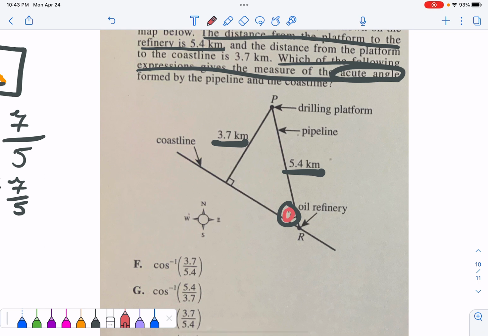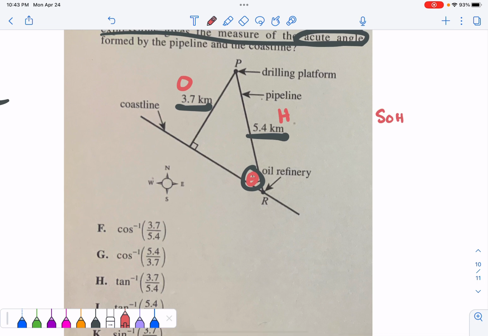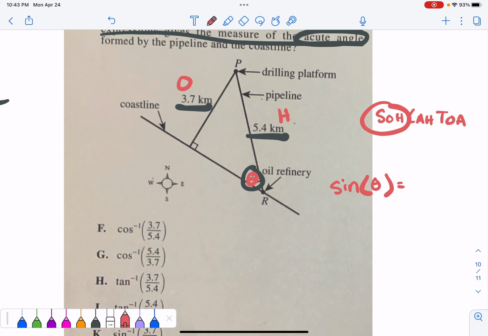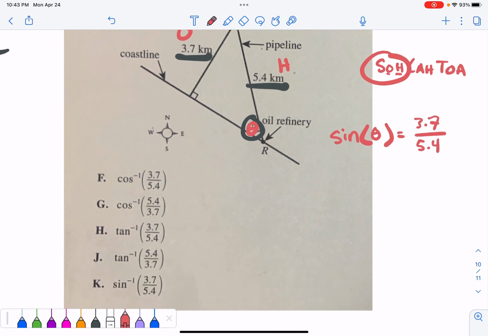If this is my angle theta, this is opposite and this is hypotenuse. Okay. O and H. SOHCAHTOA. I'm going to use sine. Sine of angle theta equals opposite over hypotenuse. So the 3.7 goes on the top, and the 5.4 goes on the bottom. Now they're going to have us stretch it out a little bit more and actually solve for theta. So to get theta by itself, I have to do the inverse sine of 3.7 over 5.4.